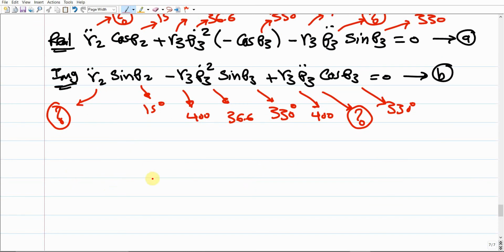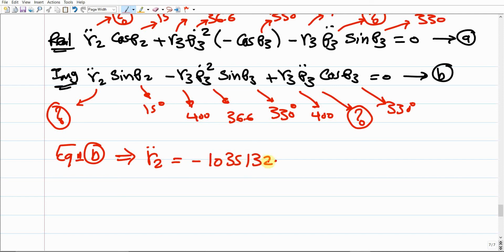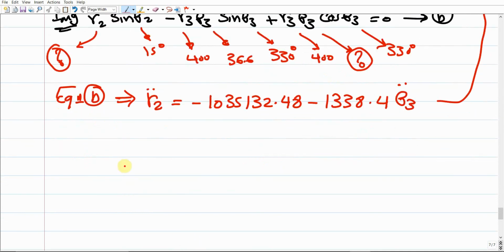So simply, if you try to solve these equations, let us start from equation B. We end up that R2 double dot is obtained by negative 1035132.48 negative 1338.4 theta 3 double dot. Then we are going to substitute this expression into equation A and solve for the result.